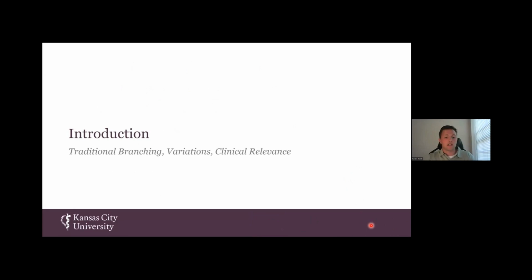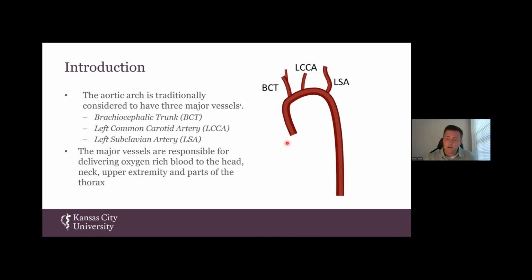And so we're going to start today by talking about what the traditional branching of the aortic arch is. From there, I'm going to discuss a few variations that'll be relevant for our talk today, and then hopefully draw some correlations to why these variations are important clinically. So to start, the aorta is the largest blood vessel in the human body, and it's responsible for delivering blood to all the structures throughout our body. There are 3 essential parts to the aorta.